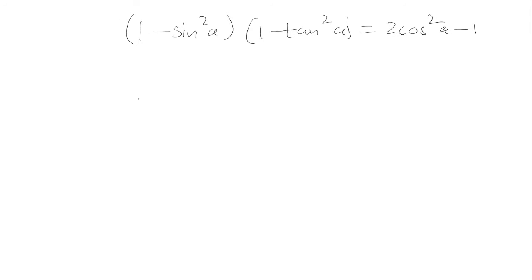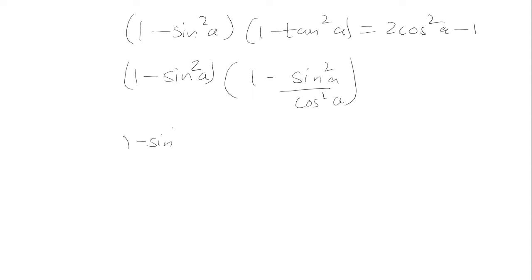Okay, first step is rewrite tangent squared in terms of sine squared and cosine squared. So tangent squared is just sine squared over cosine squared. I'm going to leave 1 minus sine squared the way it is.